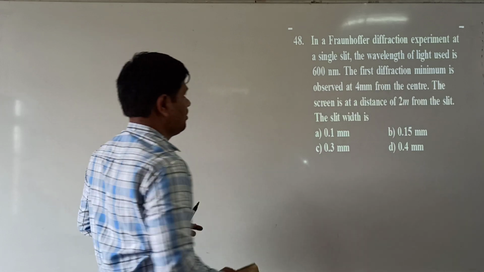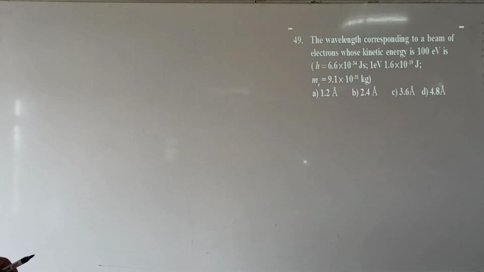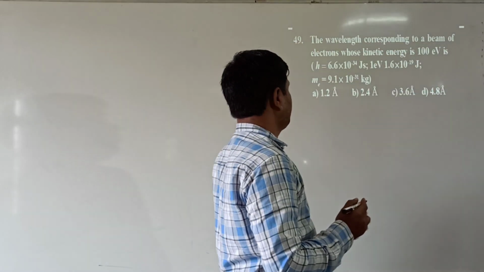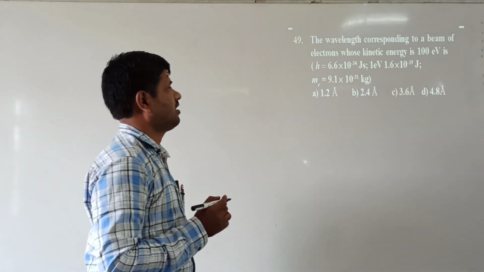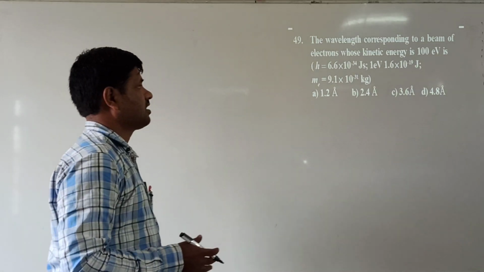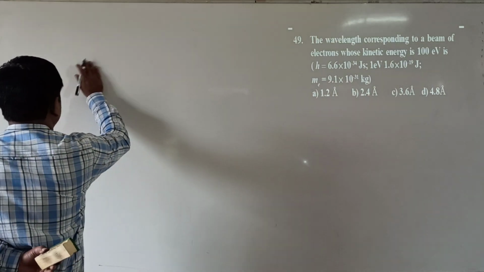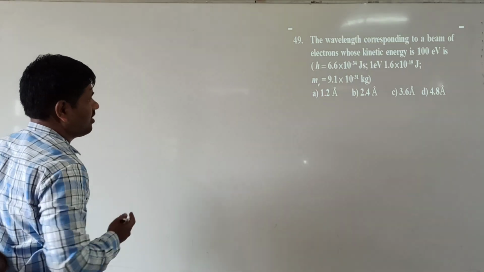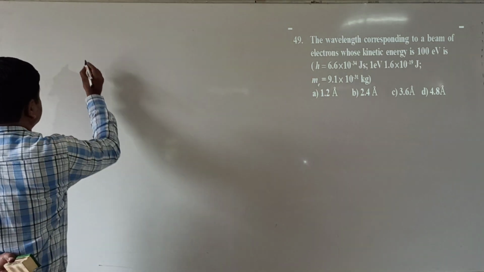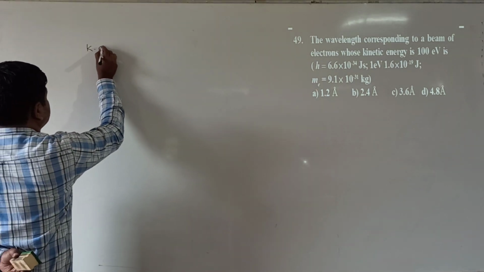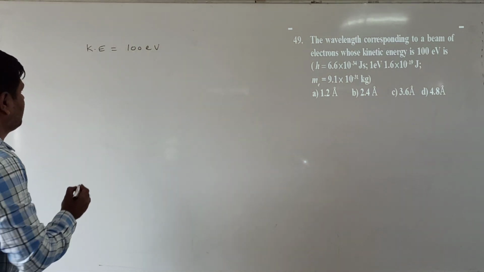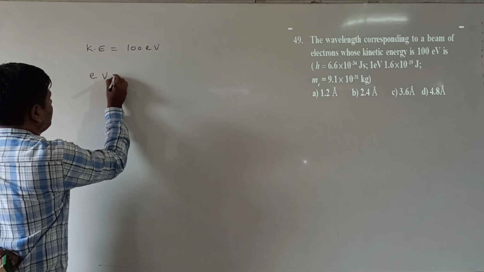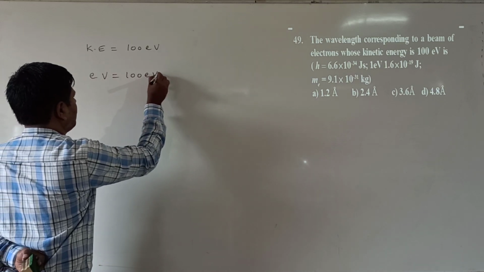Next we go to question number 49. The wavelength corresponding to a beam of electrons whose kinetic energy is 100 electron volts. The wavelength is being asked here. Now with the de Broglie relation we can directly find the wavelength. The kinetic energy is given as 100 electron volts. Kinetic energy is equal to eV, which is 100 electron volt.